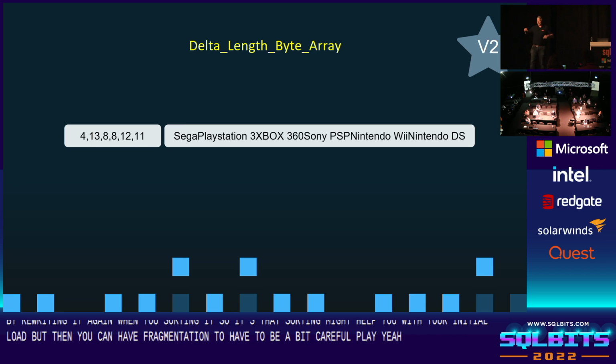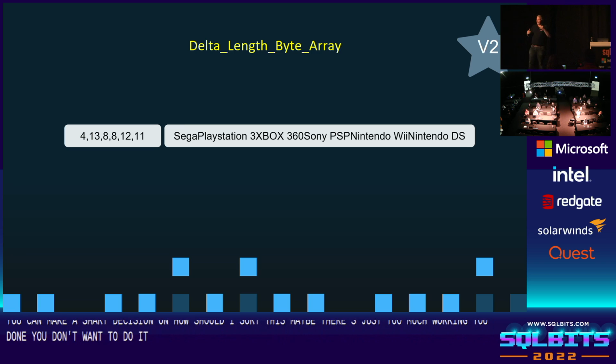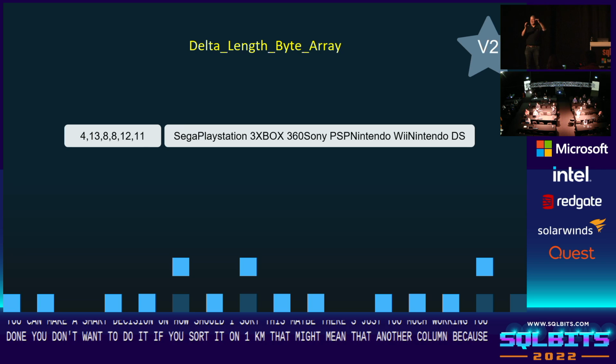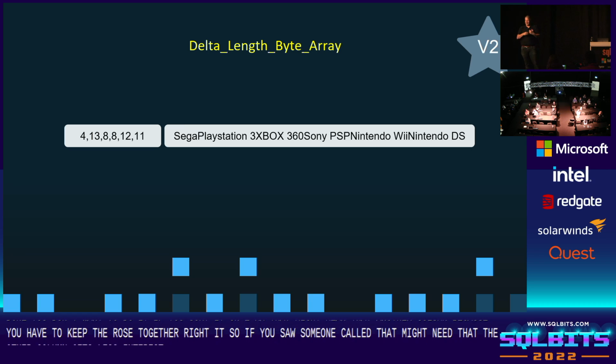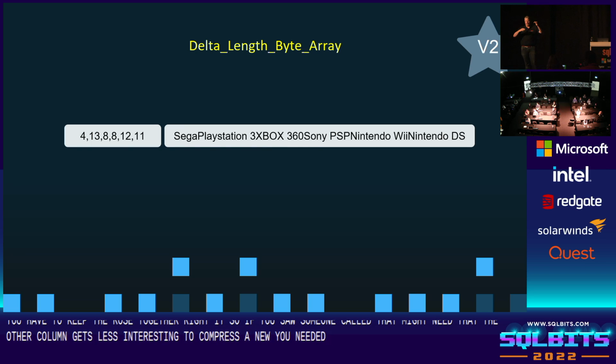Yeah, exactly, when you do the sorting, you need to know what your data looks like, so you can make a smart decision on how to sort this. Maybe that's just too much work and you don't want to do it. If you sort on one column, that might mean that another column, because you have to keep the rows together, right? So if you sort on one column, the other column might get less interesting to compress, and you need to decide what's the best combination there.